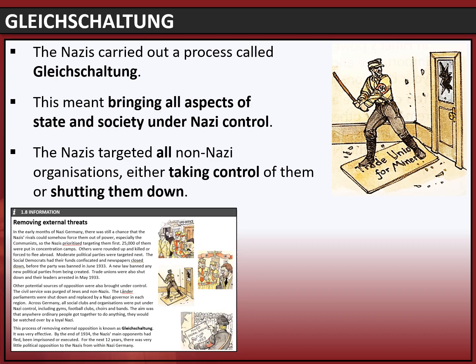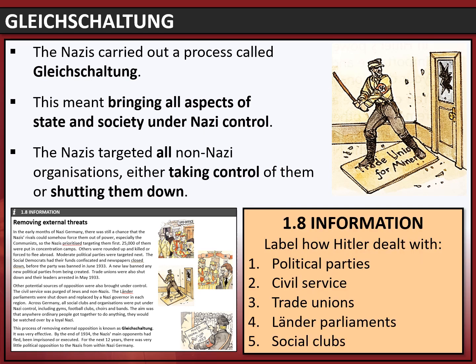And you're going to read about this in information 1.8. Now here's what you need to do. While you're reading, I want you to find in that text and label how Hitler dealt with each of those 5 different types of organisations. So for example, alongside the text as you read, I want you to write a number 1 where you can see how Hitler dealt with political parties. And you're going to find in the text how Hitler dealt with trade unions, and you're going to write a number 3 in the text alongside that. Now you need to pause here and do that, and when you're done, hit play and we'll carry on.